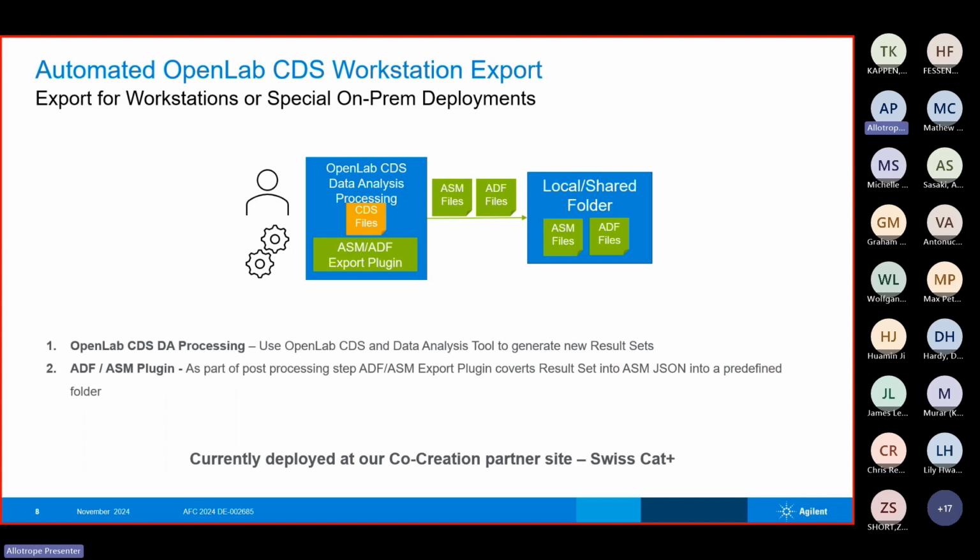A little bit more in detail on the workstation model. So here you have an acquisition software, OpenLab CDS, that is connected to your instrument. You acquire the data, the raw data is processed, and automatically the ASM is exported to the original directory where the processed results are present. This is actually deployed at our co-creation partner site at Swisscat, and they have been extensively using this to build out their lights out autonomous lab.